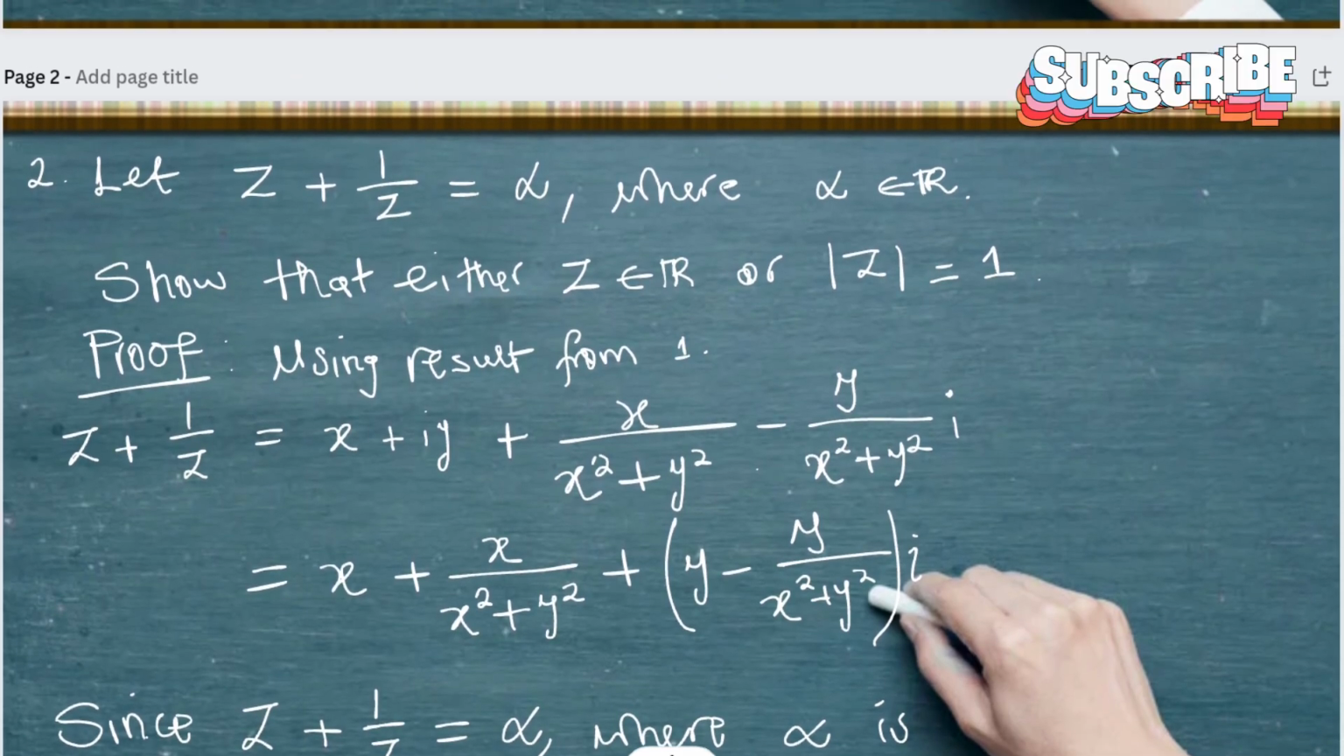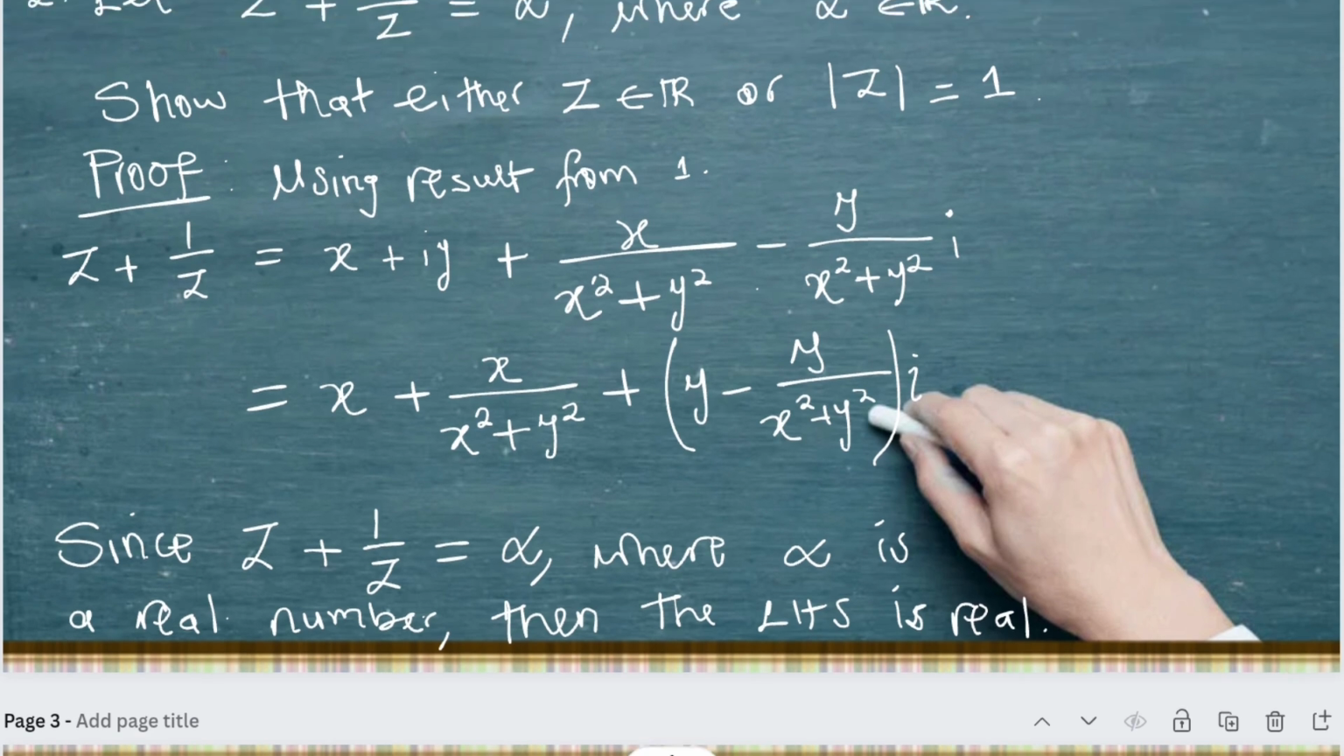Now we are going to factor out i because i is common here and is common in the last expression. So we have x plus, we have x over x squared plus y squared plus. When we factor out i, we have y minus y over x squared plus y squared, multiplied by i.